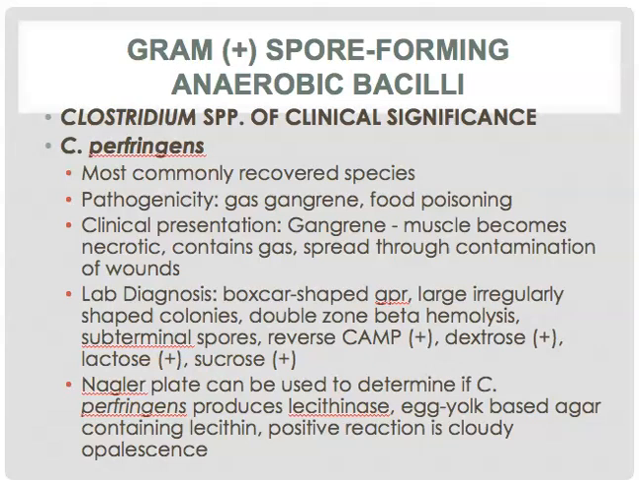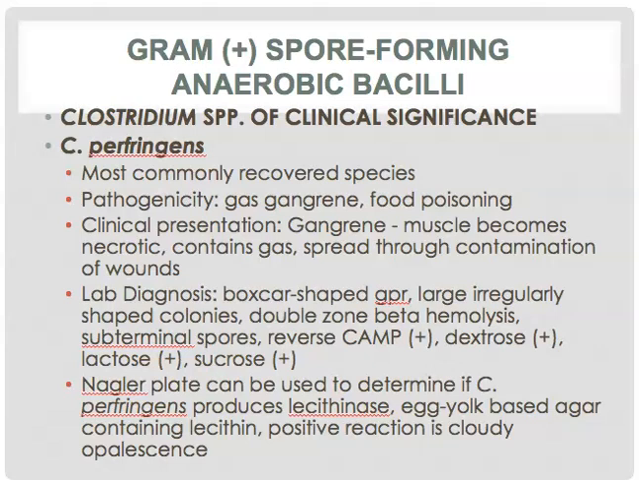Okay, Clostridium, so some different species of clinical significance. Clostridium perfringens is the most commonly recovered species. It causes gas gangrene, which is common in diabetics due to poor circulation. It can lead to amputation if treatment is delayed. And other species can cause this, but it is the most common causative agent.